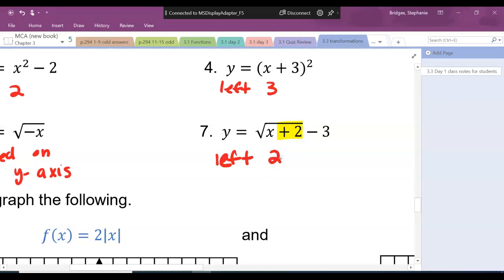Left 2. And then I have this minus 3 outside of my function, out from under the radical. So if the number is outside of my function, it's going to move either up or down. And this one is the sign that it is. If it's a plus, it goes up. If it's a minus, it goes down. What is this one going to do? Go down 3.